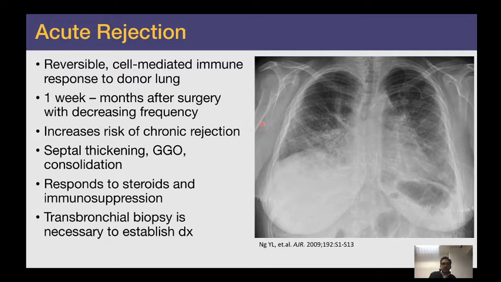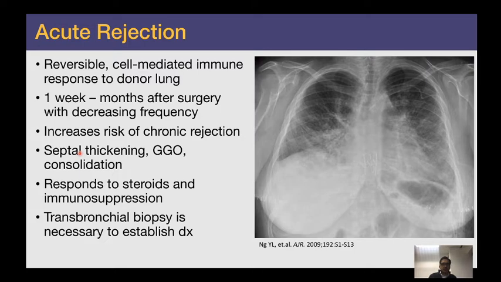Okay, the signs on chest X-ray and CT for acute rejection are septal thickening, ground glass opacity, and consolidation. So unfortunately, they're not really very specific. But these are the signs: septal thickening, ground glass, and consolidation. So it sort of looks like pulmonary edema.